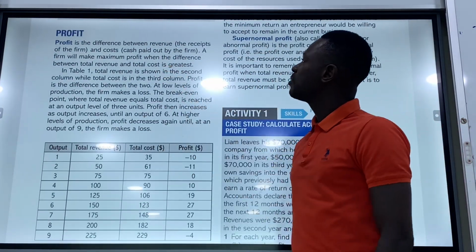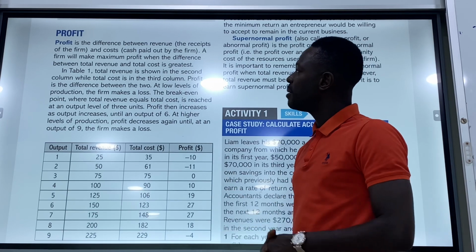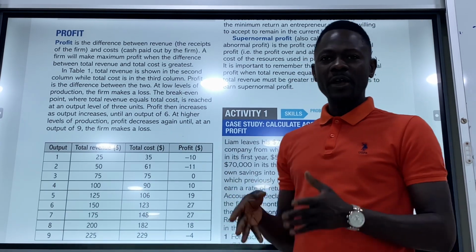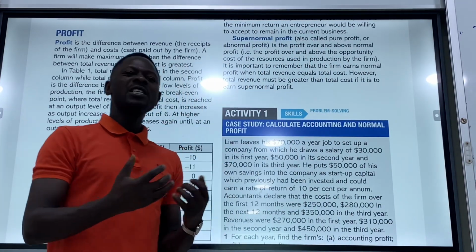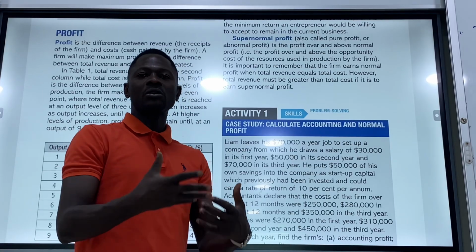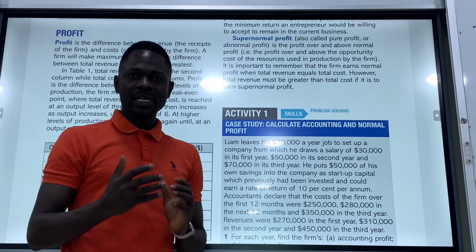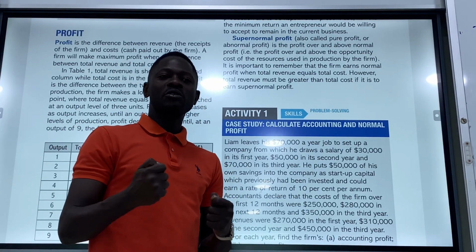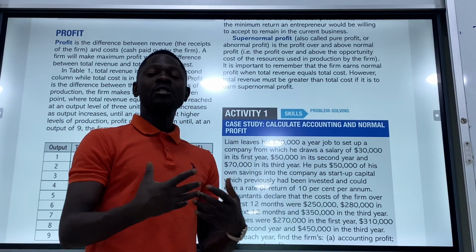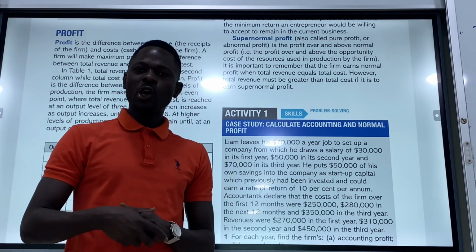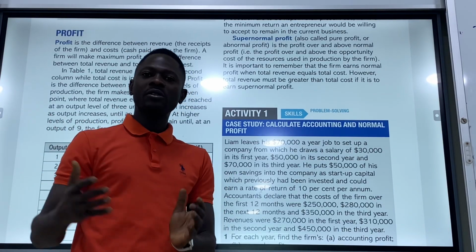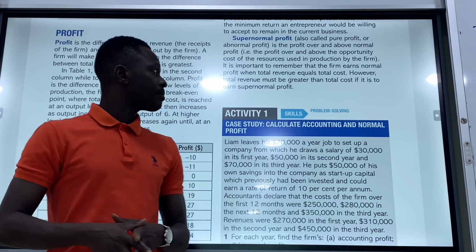Profit is the difference between revenue, the receipt of the firm, and cost, cash paid out by the firm. So the receipt of the firm is the amount of money received in terms of revenue during the course of selling. That is receipt. That is what we call revenue. Then the amount being paid in the course of producing such goods, or in the course of purchasing those goods that are being sold, is called cost. The amount being paid when those goods are being purchased before selling is called cost.